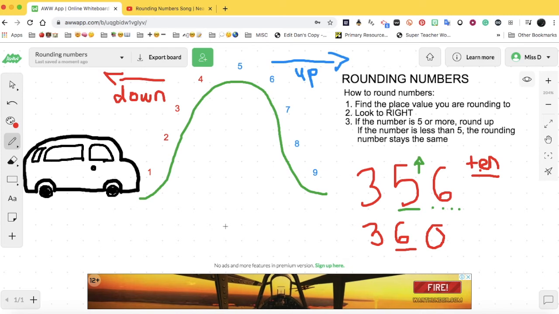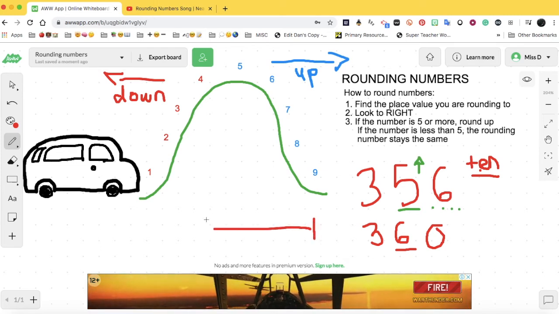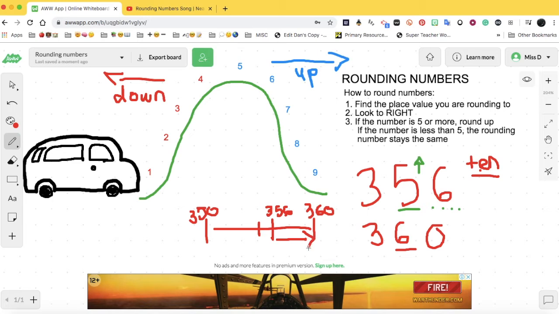360. Okay, and again, if we had a number line, and we had 360 over here, 350 over here, and this is our 5 mark, 356 is about here. You can see on the number line that 356 is actually closer to 360 than it is to go all the way back down to 350. So that's why we round up. Okay?